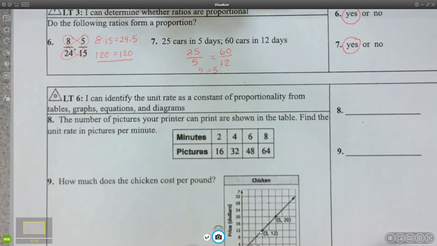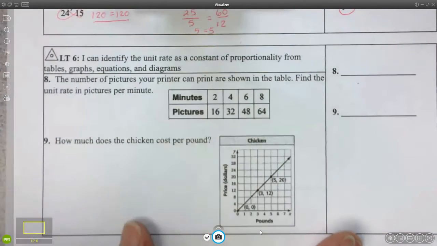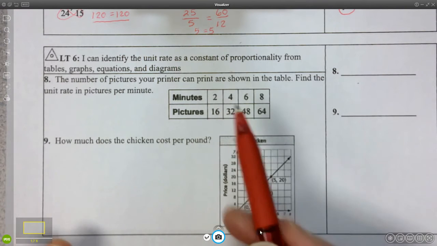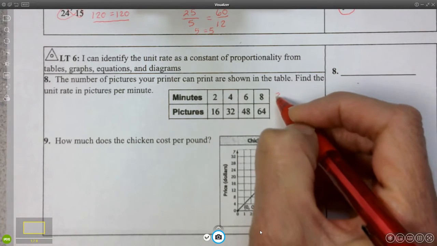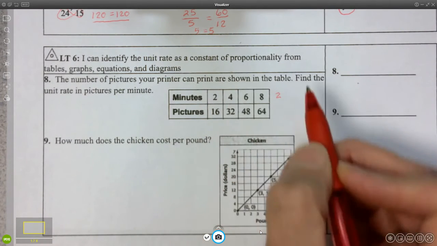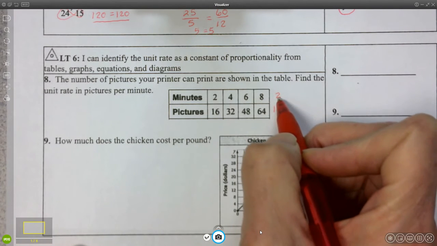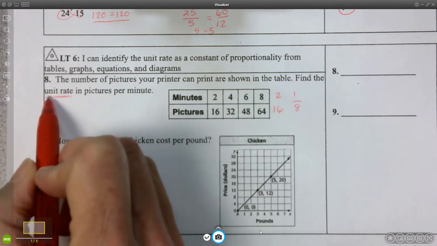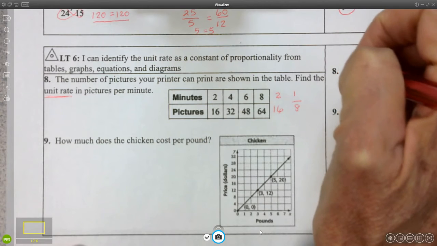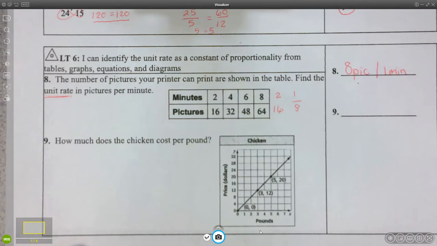I can identify the unit rate as a constant of proportionality, so how it changes the same way, from a table, a graph, equation, or a diagram. So how is it changing here as I go from minutes? It looks like it's going up by 2s, and this looks like it's going up by 16s. So in my answer, I'm getting 16 pictures in 2 minutes, or 8 per 1 minute. So that's my unit rate. So I have 8 pictures are coming by, maybe on a video or something, every 1 minute.